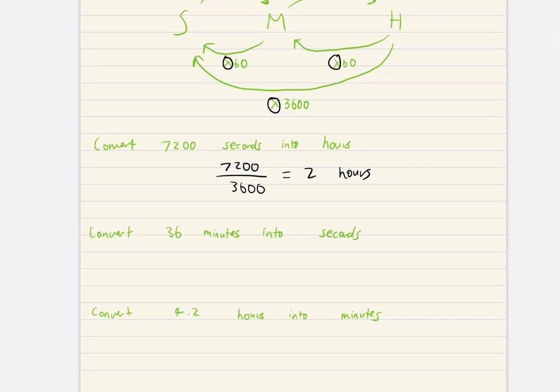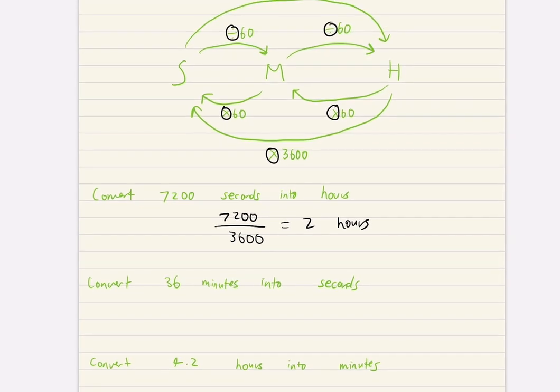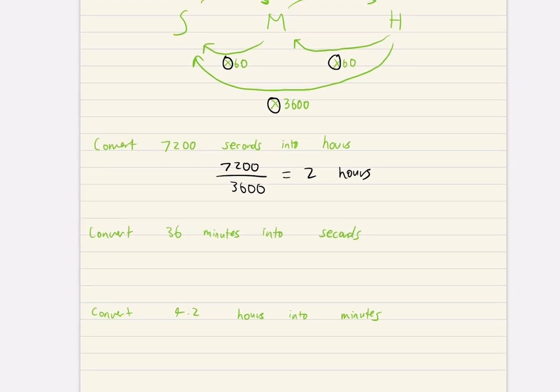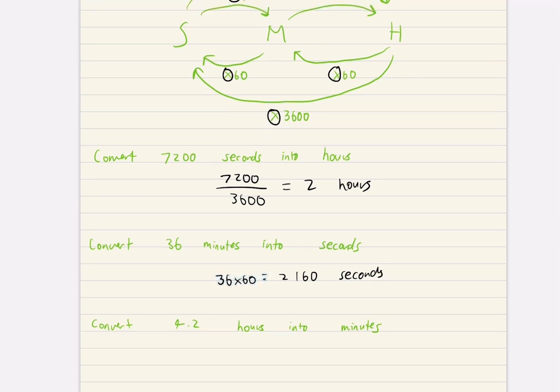Next, we've got to convert 36 minutes into seconds. So we're going from minutes to seconds. We're going to a smaller unit, so we multiply, and in this case, we multiply by 60. Simple as that. So if we multiply it across, we're going to get 2,160 seconds. And then the final one there is to convert 4.2 hours into minutes. So we're just jumping one across to one smaller unit, so we just multiply by 60 also. If we do that, we're going to get 252 minutes. Okay, so that is it.